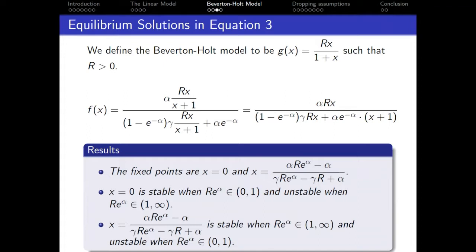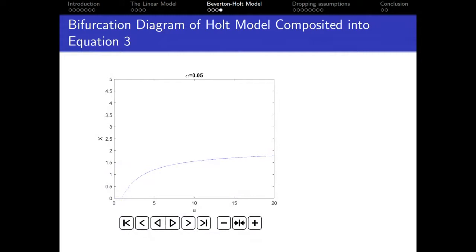We find that x equals 0 is stable when r e to the alpha is between 0 and 1, and unstable when r e to the alpha is between 1 and infinity. We find that our other fixed point is stable when r e to the alpha is between 1 and infinity, and unstable when r e to the alpha is between 0 and 1. Here's the bifurcation diagram of Beverton-Holt composited into equation 3.